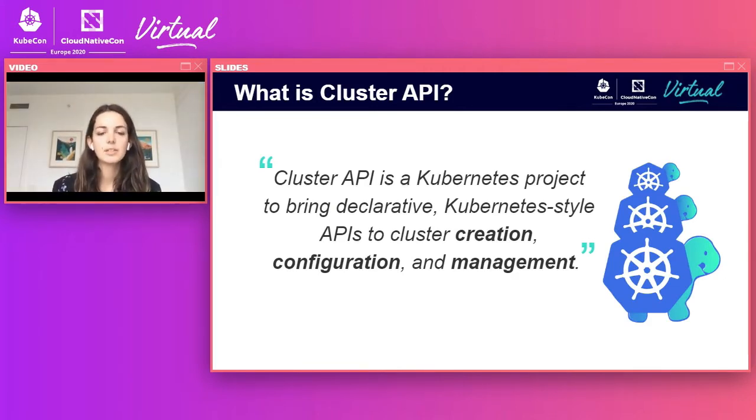It's a sub-project of SIG Cluster Lifecycle. It was initially released in V1 Alpha 1 in April 2019, and it's now in the V1 Alpha 4 API version. And Cluster API is a Kubernetes project to bring declarative Kubernetes-style APIs to cluster creation, configuration, and management. What this means is that it really simplifies the lifecycle management of Kubernetes clusters by extending the Kubernetes APIs. And if you're not familiar with our logo, it's a reference to turtles all the way down because it's really using Kubernetes to build Kubernetes.